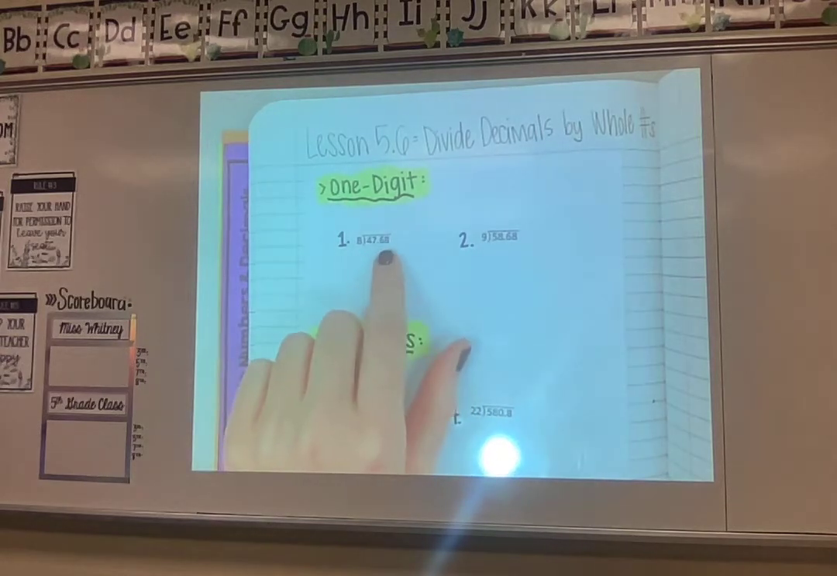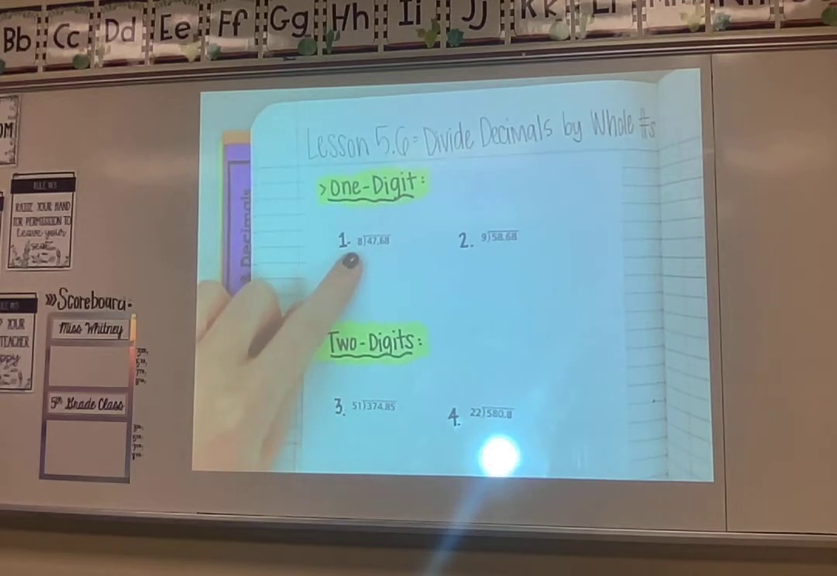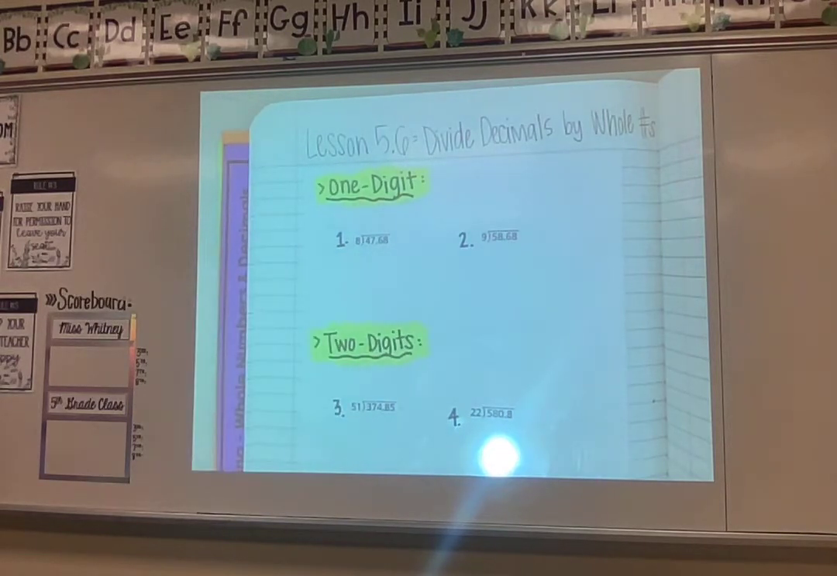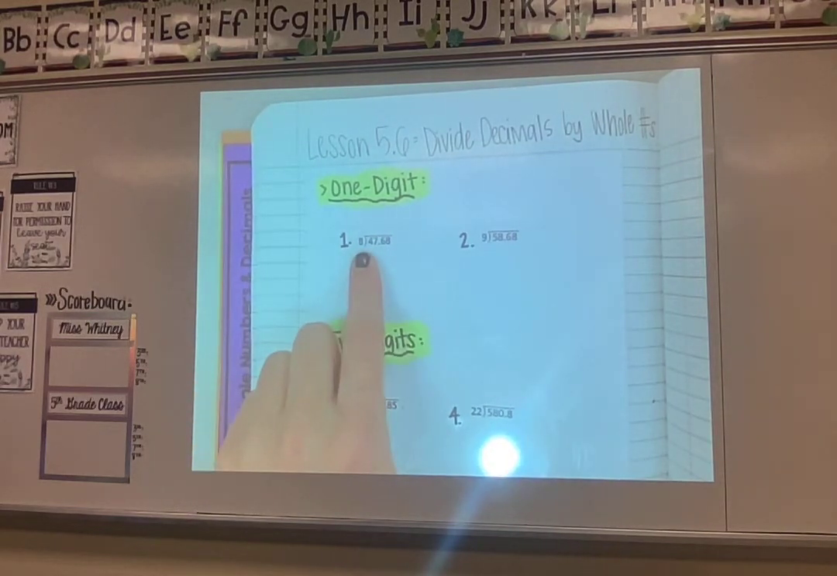So inside the house, there are decimal numbers, and then outside the house is just a regular number still. So it's not a big change, but it's just a tiny bit of something else that we have to do whenever we see a decimal in there. So let's just go ahead and start here with number 1. We are just dividing by 8, which is a one-digit number, so that will be pretty nice.